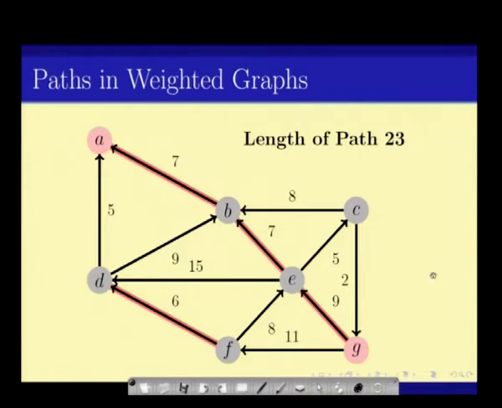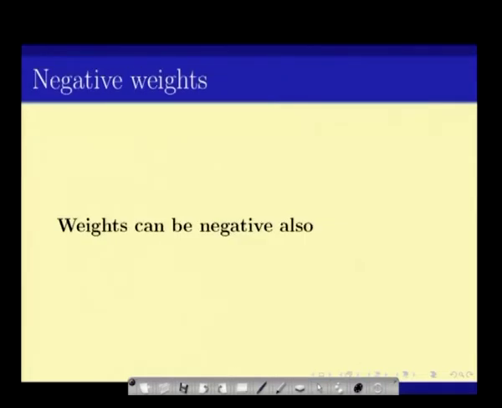Now, we can also have this path G E B A, whose weight is 23, and we can have this path G F D A, whose weight is 22, and so on. So, asking what the shortest path is is always an interesting question.